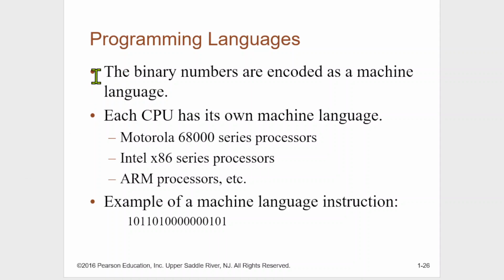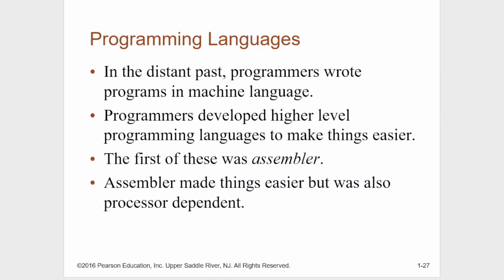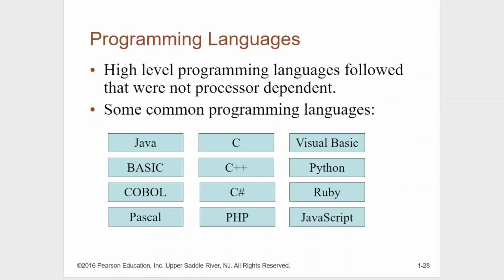So the binary numbers are encoded as a machine language. Each CPU has its own version of a machine language. These are different CPUs. An example of a machine language instruction would look something like that. In the distant past, programmers actually wrote in machine language. Programmers developed a high-level programming language to make it easier. The first of these was assemblers. Assembler made things easier, but was also processor dependent, which meant it wouldn't run across multiple processors.